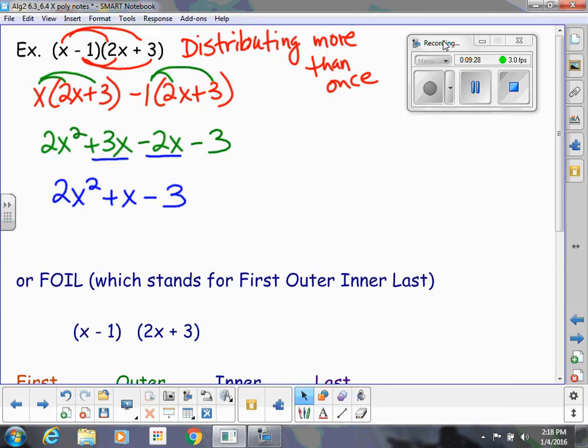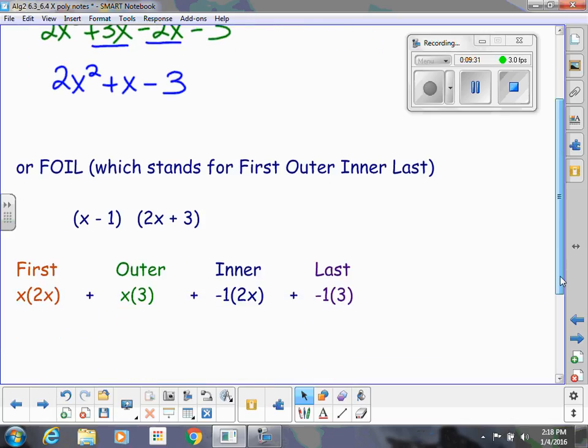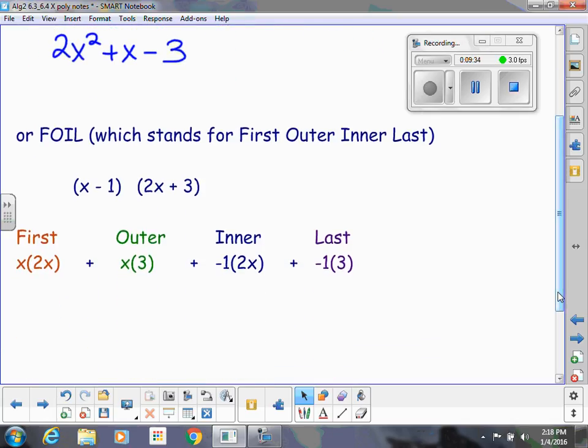Remember, if you have a binomial times a binomial, you can use FOIL. And remember, that's just an acronym that stands for first, outer, inner, and last. Okay, so if I have these two binomials, then I'm going to be multiplying for the first. I'm talking about the first term in each parenthesis. For the outer, I'm talking about the outermost in each parenthesis, the ones furthest away from each other. And for the inner, those are the innermost, the ones that are closest to each other. And then the last are the last numbers in each parenthesis.